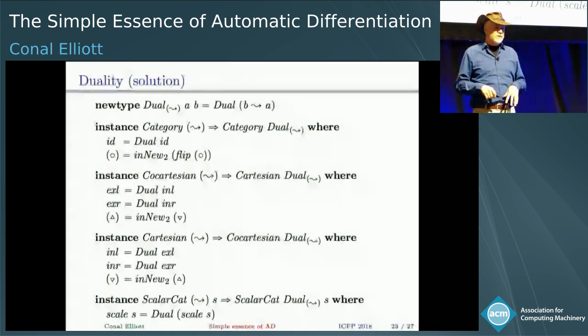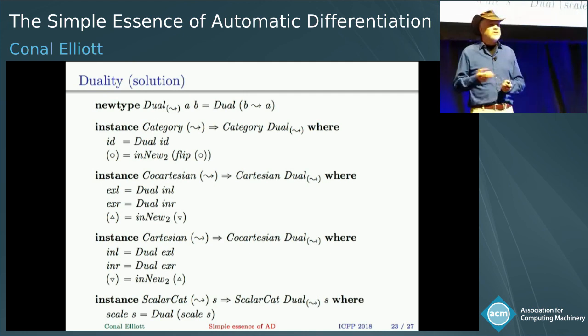And to me, this code is beautiful because if you look at it, you see it says identity is identity. Composition is flipped composition. What I call inNew2 here is just this little utility that strips off newtype wrappers, applies some operation, and rewraps them. Okay? So composition gets reversed. Projections become injections. Injections become projections. And fork and join trade places. And scaling, interestingly, is unchanged. Okay? Now, if you think about matrices, all I've done here is perform the transpose.